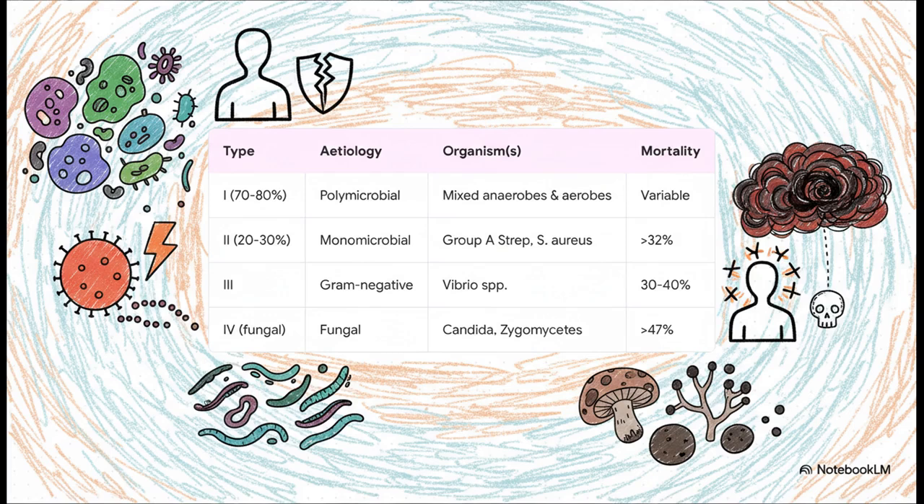Type 1 is what we call polymicrobial, so a nasty mix of different bugs, and you often see it in patients who are immunocompromised, like those with diabetes. Type 2, on the other hand, is usually caused by just one organism, group A strep, and it can hit perfectly healthy people. It's also the type that's linked with toxic shock syndrome.